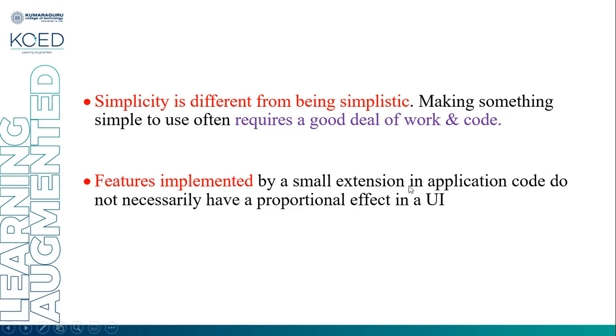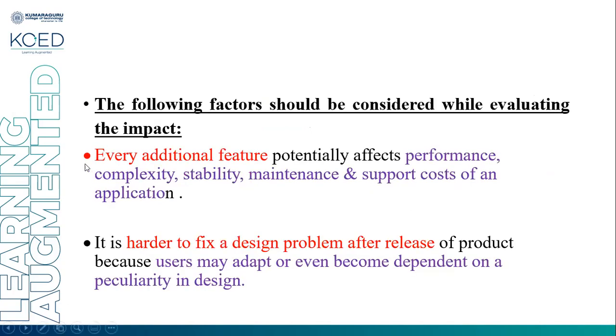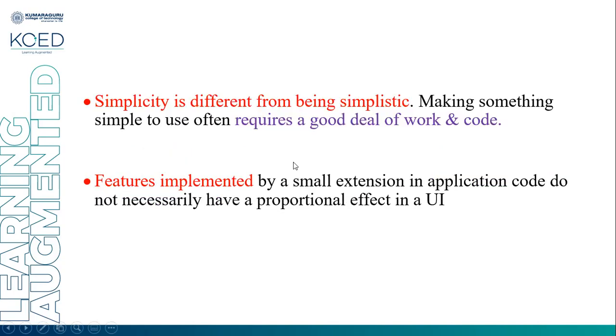Features implemented by a small extension in the application code do not necessarily have a proportional effect in the UI. So if you extend some features which are implemented, it should not impact your user interface. So these are the 4 rules. Every additional feature costs. It is harder to fix the same problem after the release. You have to fix everything before the release.